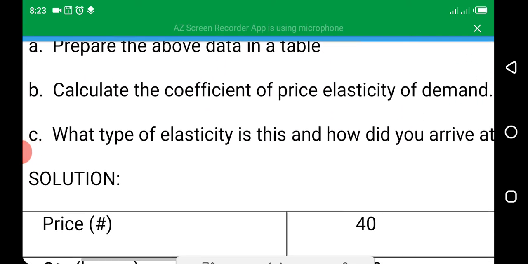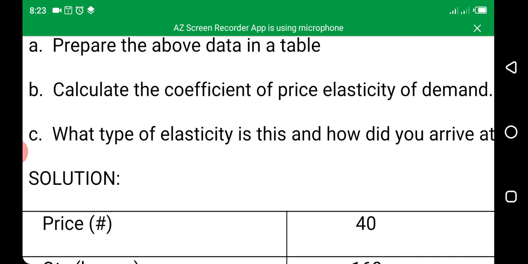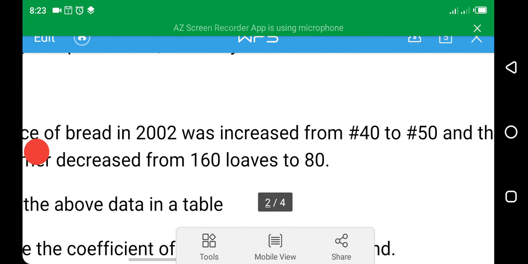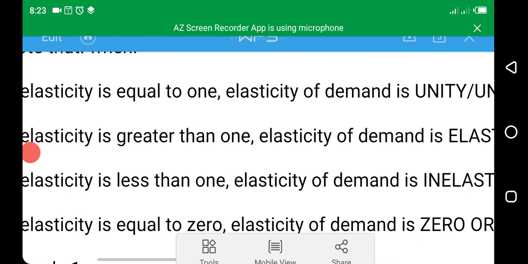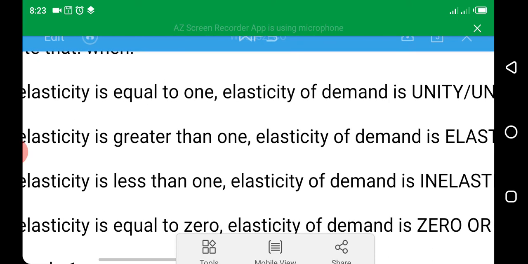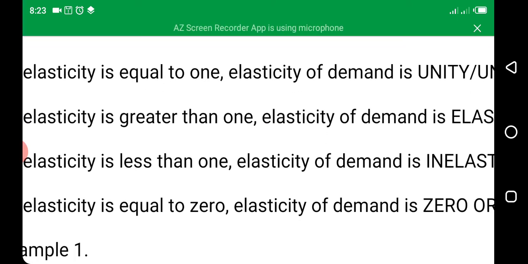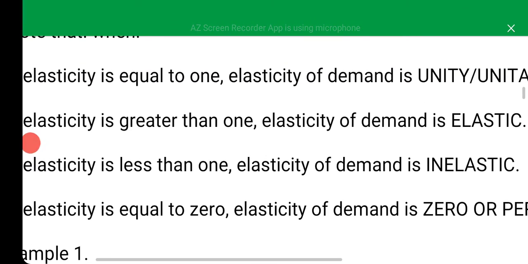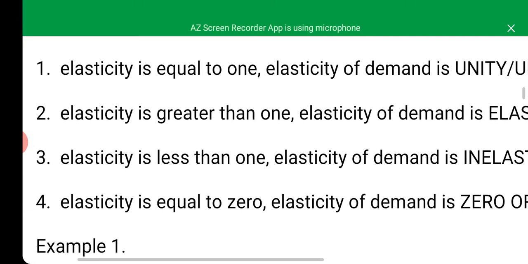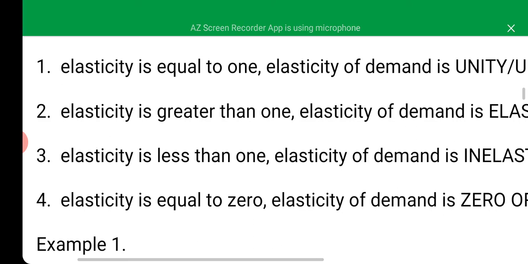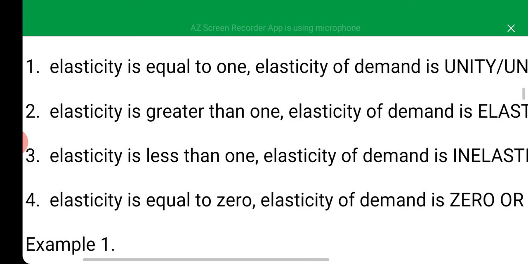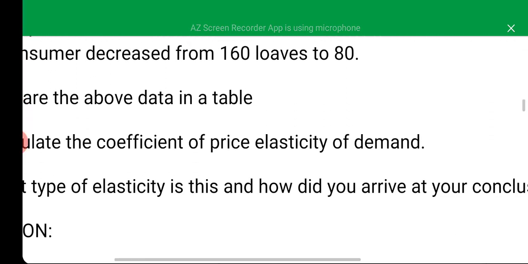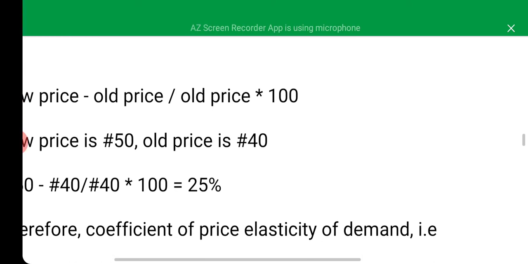Part C says, what type of elasticity is this and how did you arrive at your conclusion? You should take note that when elasticity equals 1, elasticity is unitary. When it is greater than 1, it is elastic. When it is less than 1, it is inelastic, and so on. It's this information that we need now. As the case is now, the elasticity we've just calculated is greater than 1, meaning that elasticity of demand here is elastic.